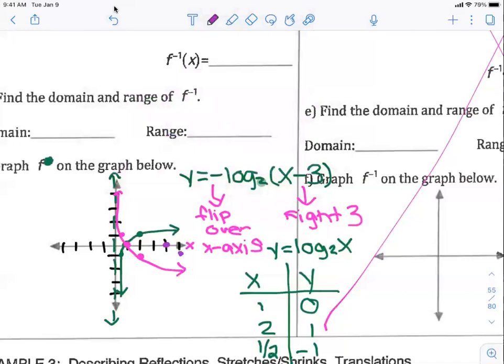And this one's over 1, 2, 3. And it's helpful when we have grid lines, which you will on your test. So it's going to look like that. And then think about your asymptote. If you're moving right 3, your asymptote should also move right 3.